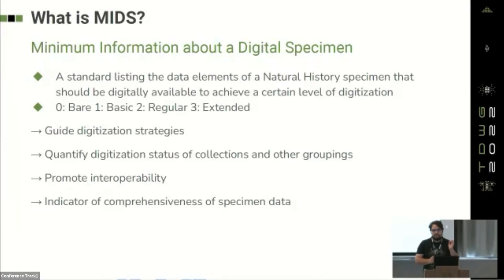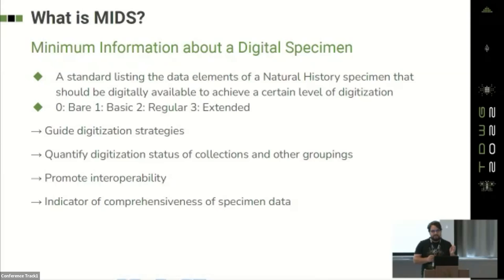MIDS is an acronym for Minimum Information about a Digital Specimen. It is a standard that is currently in development, where we try to list the data elements that a natural history specimen is supposed to show when it's digitally available to achieve a certain level of digitization. So it is a way to quantify the digitization status of a specimen when it has been digitized. We distinguish four different levels. You can see them on the slide. I'm not going to go into all the details because Elspeth has already covered those.